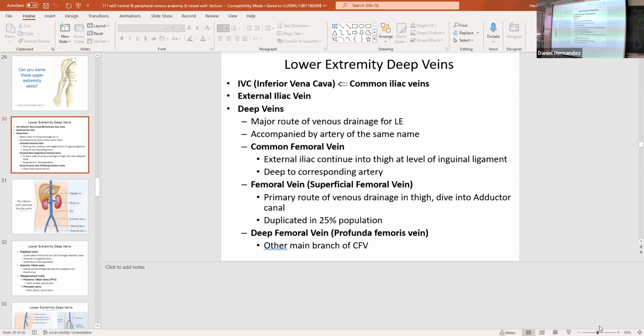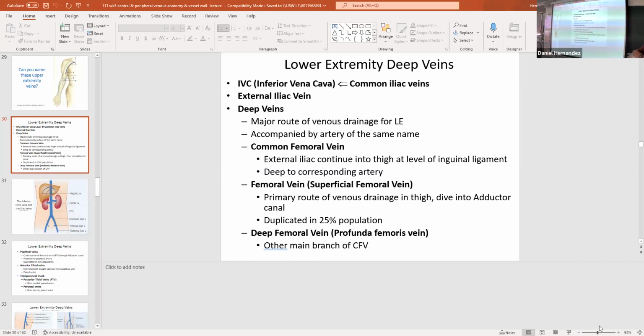So deep veins for the legs now. The IVC is considered a deep vein, and its corresponding artery is the aorta. The IVC branches into the common iliacs. Those common iliacs then branch into the external iliac vein and the internal iliac vein. The internal iliac vein we don't typically image on ultrasound; that drains our pelvic organs and the pelvic floor. The external iliac vein is what drains the lower extremities, the legs, so we focus on that.